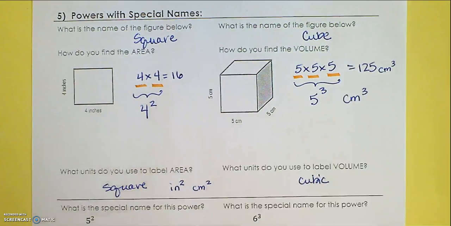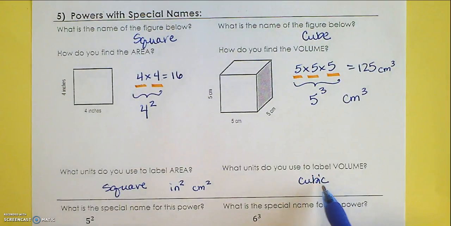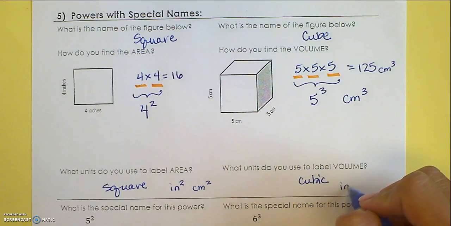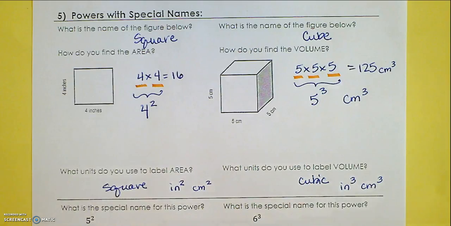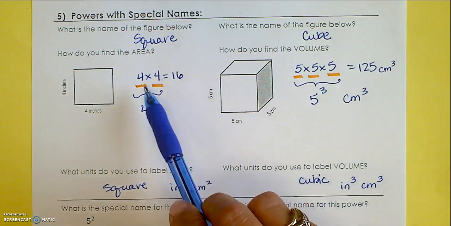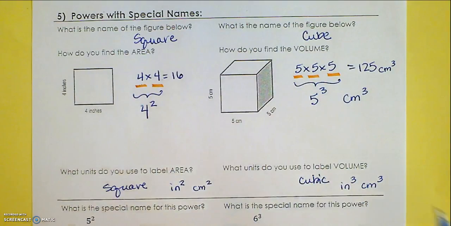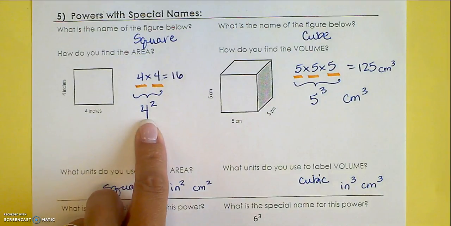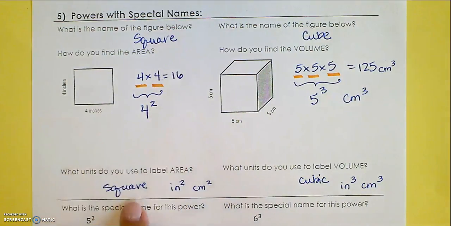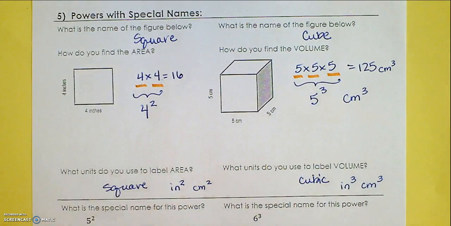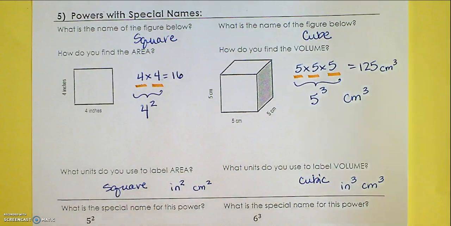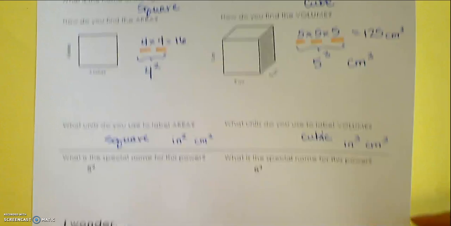So I'm going to write that down here. So volume is known as cubic, and that could be inches cubed, centimeters cubed, feet cubed, yards cubed, anything like that. And that's just a common pattern that you're going to see in math. So oftentimes instead of saying 4 to the second power, we'd say 4 squared. Instead of 5 to the third, we say 5 cubed. So those are just some terms that you may hear in the future.